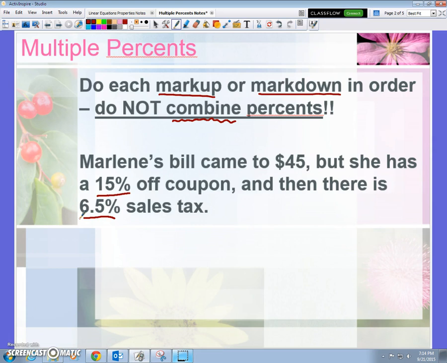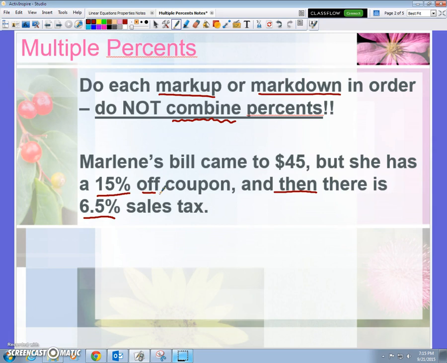It says Marlene's bill came to $45, but she has a 15% off coupon. And then she has to pay the sales tax of 6.5%. See that then? That means they have to be two separate things. The first thing we see is 15% off. So I see I have a markdown.